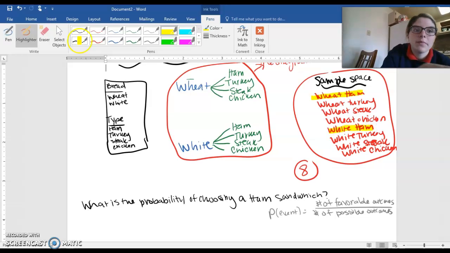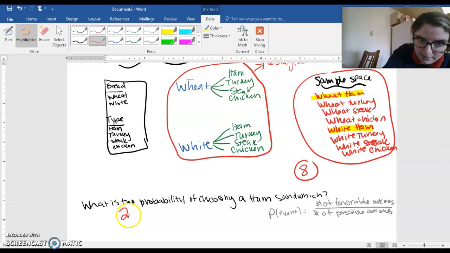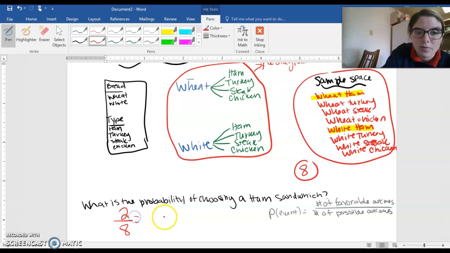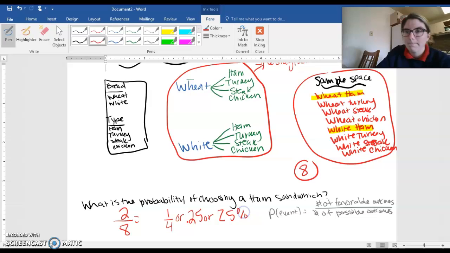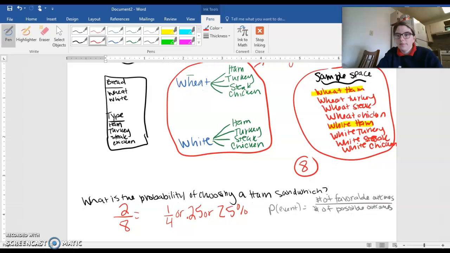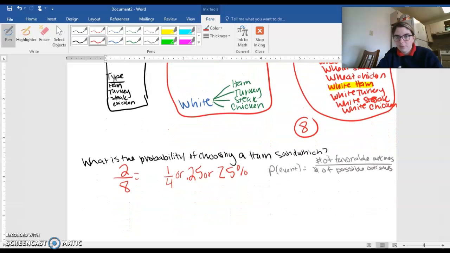So in order to find the probability of something, you have the total number of favorable outcomes on the top. So there were 2 ham sandwiches over the total number of possible outcomes, which we found was 8. So that would simplify down to be 1/4, or as a decimal 0.25, or 25%. So it's pretty easy. It's just like regular probability, only you have to find the sample space first.